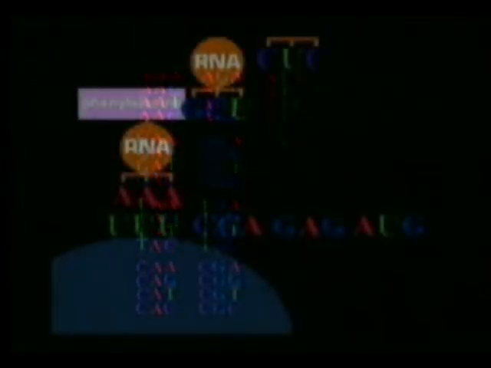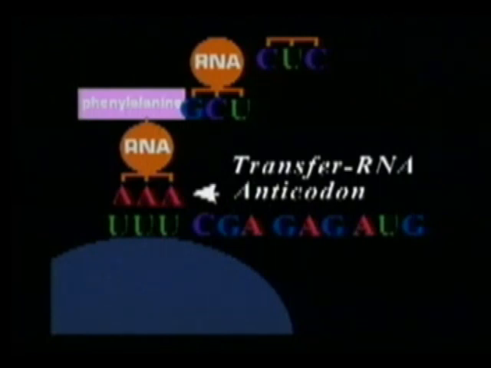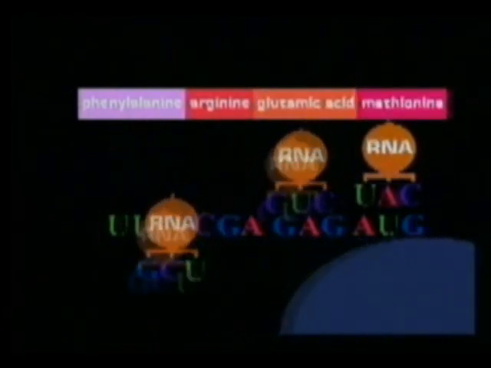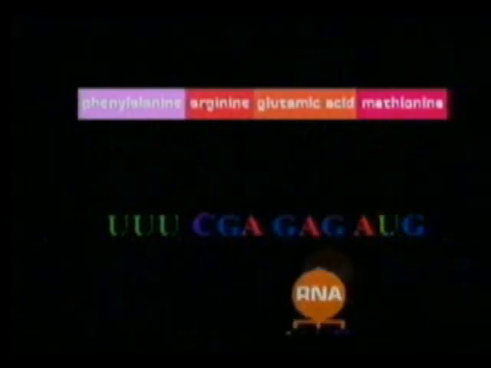There are almost as many transfer RNAs as there are DNA code words. In fact, each of the different transfer RNAs has a different anticodon, which is basically a DNA code word written using the letters of the RNA alphabet. Transfer RNAs carrying amino acids match up their anticodons to the messenger RNA codons as the ribosome moves along the message. As a result, the amino acids carried by the transfer RNAs will be put into the protein chain in exactly the right order.